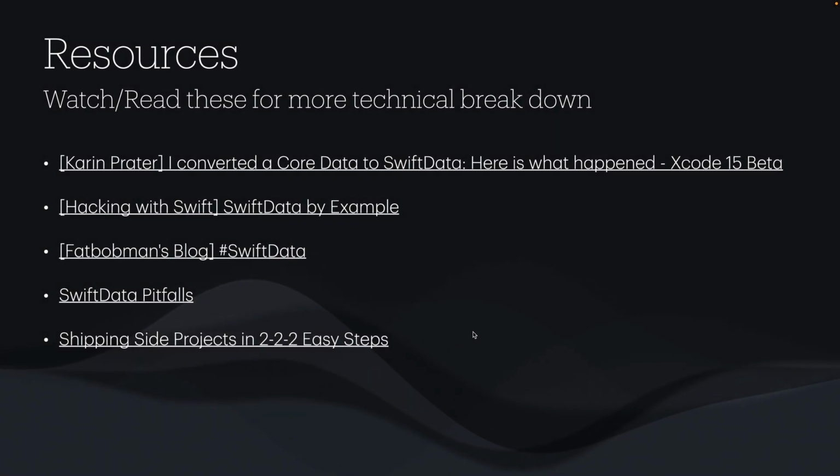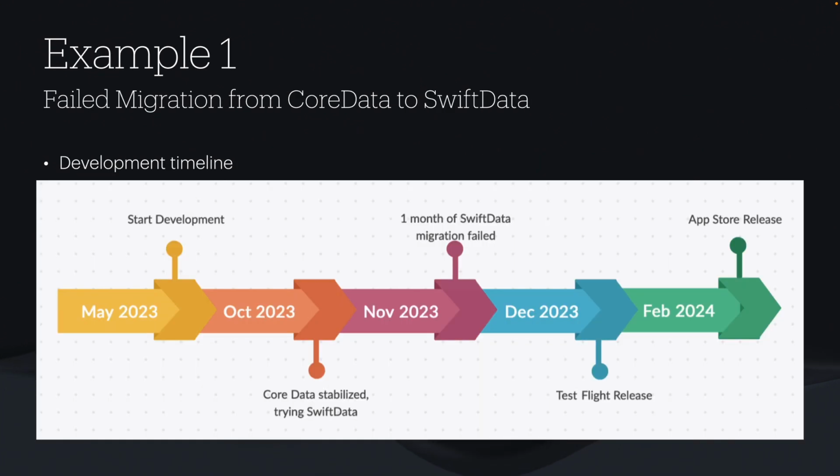So with that out of the way, let's go into my journey of converting or developing two of my apps into the App Store with SwiftData. Example one is a failed migration from Core Data to SwiftData. Here below is my development timeline. In May of 2023, that's when I started development. That process took about 5 months.